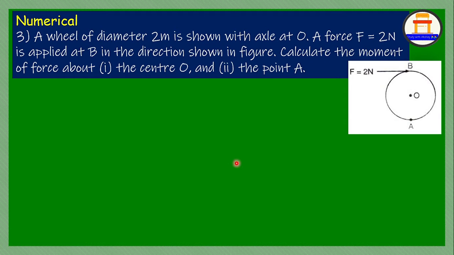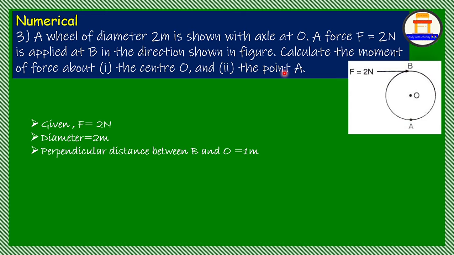Next question. A wheel of diameter 2 meter is shown with an axle of O, and a force of 2 Newton is applied at B in the direction shown in the figure. Calculate the moment of force about first one, the center O, and second one, the point A. So what have they given? They have given 2 Newton as the force, and the diameter is 2 meter.